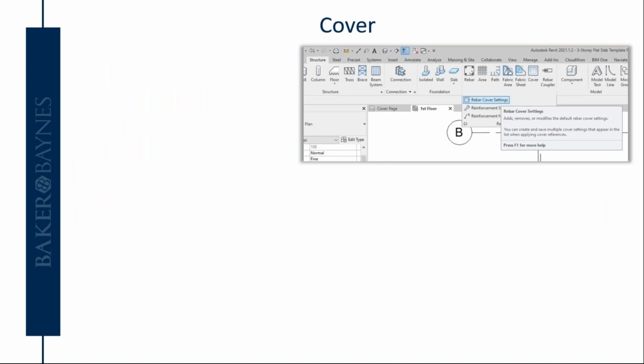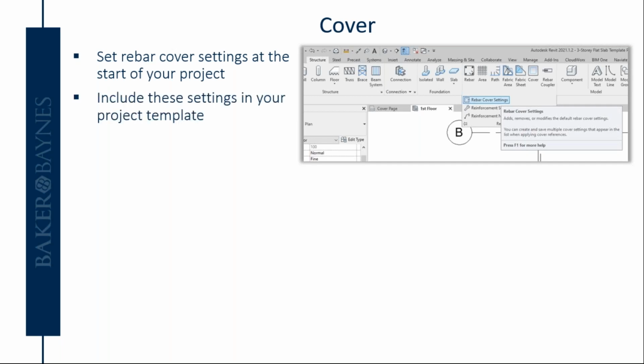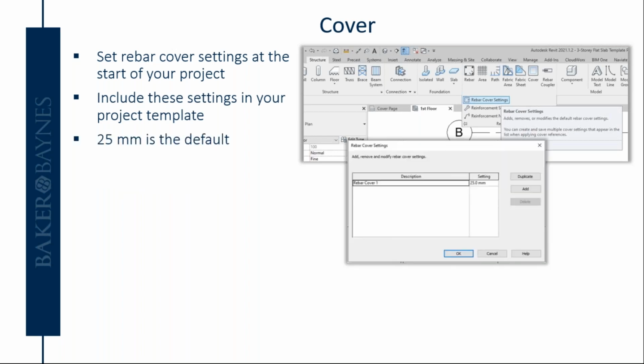So once you select rebar cover settings, you do this at the start of your project, and you can also include these settings in a project template. So you don't have to do it every single time, but you definitely want to check that it is done. The default is 25 millimeters for cover, and you can see there's no real name or description. So this is something that you want to just set up once and have it ready every single time.